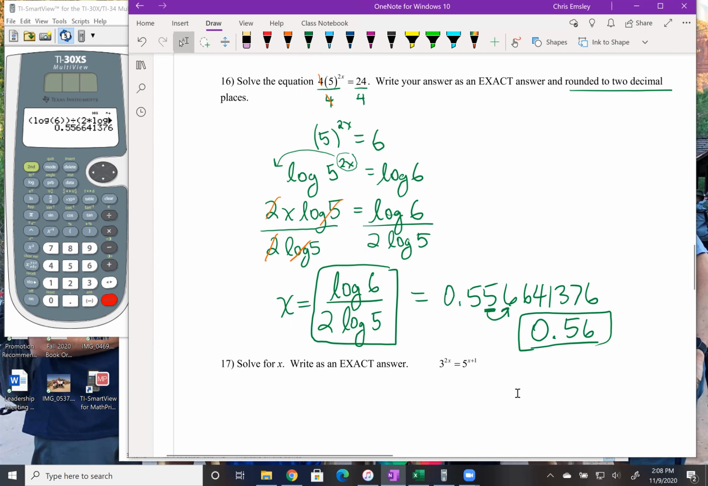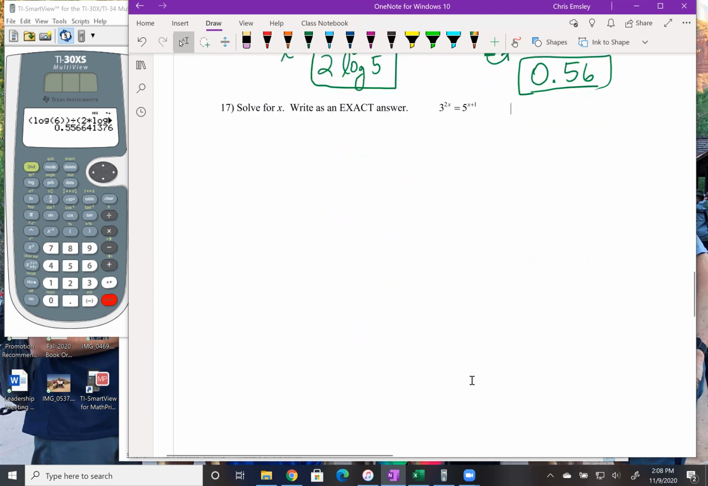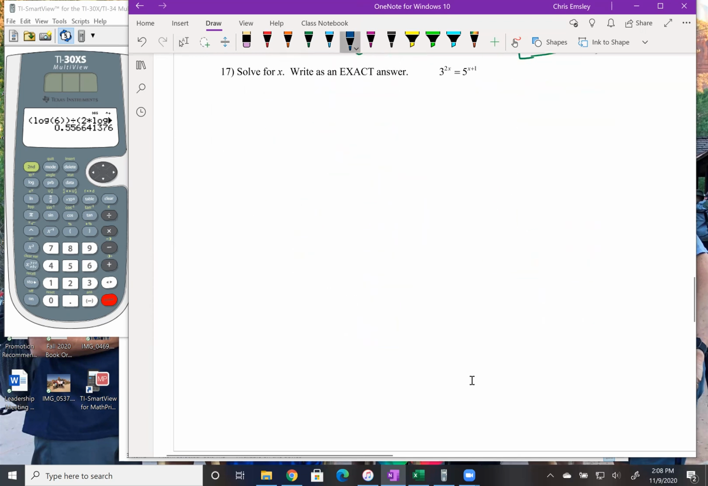Okay, next up, we have a similar situation again. We have exponentials and our variable is stuck up there in the exponent. So we're going to use a similar method to solve this one. We're going to use logarithms and their properties to get those variables out of the exponent. So step 1 on number 17 is we are going to take the log of both sides. We do that because then through the properties of logarithms, we can move those exponents out front.